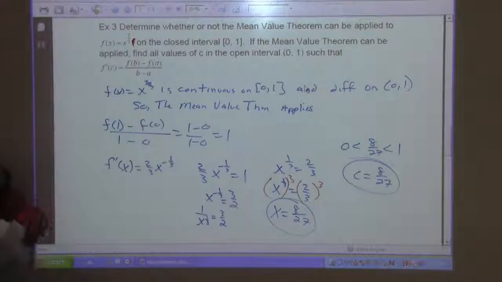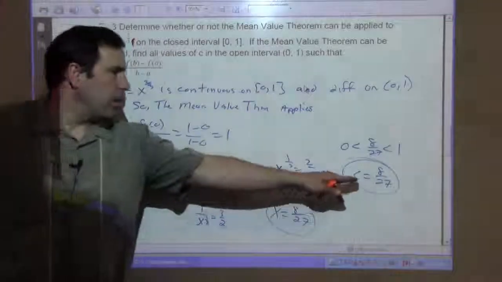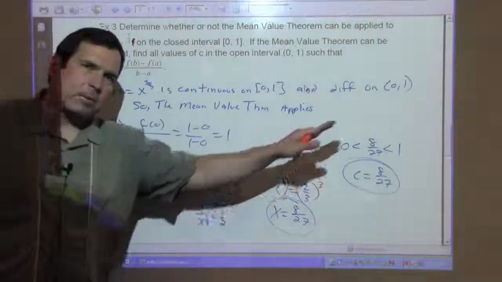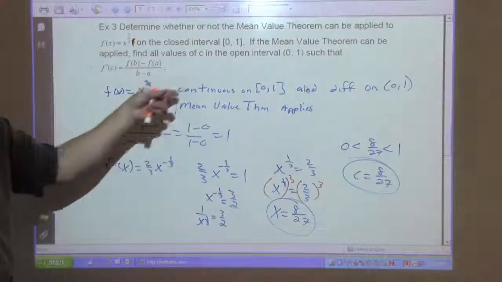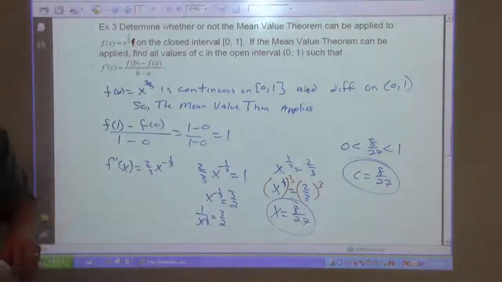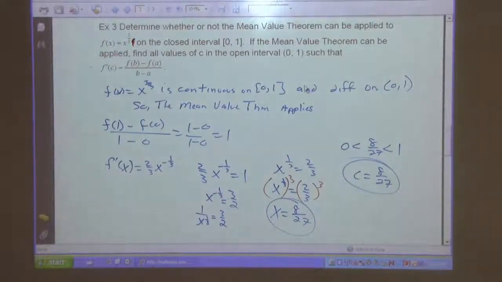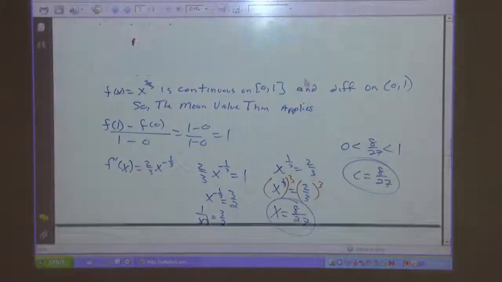That was kind of fun. So we know that between 0 and 1, at 8/27, the derivative will have the same slope as the line going through 0 and 1. Okay, going on to the last page then.